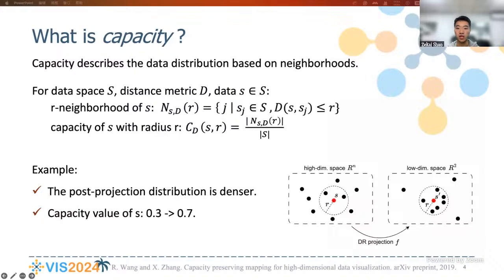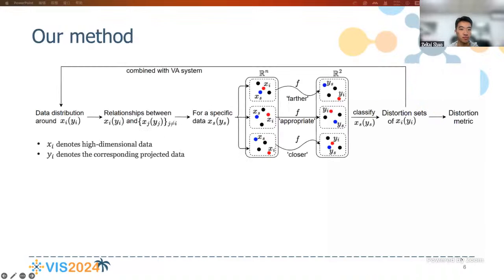And after the projection, there are 7 points in its neighborhood. So this is a huge distribution gap before and after projection, as you can see in this figure. And by the way, the capacity of point S is 0.7 now, which changed a lot. So we can use the capacity to evaluate the data distribution changes that happen in the projection.